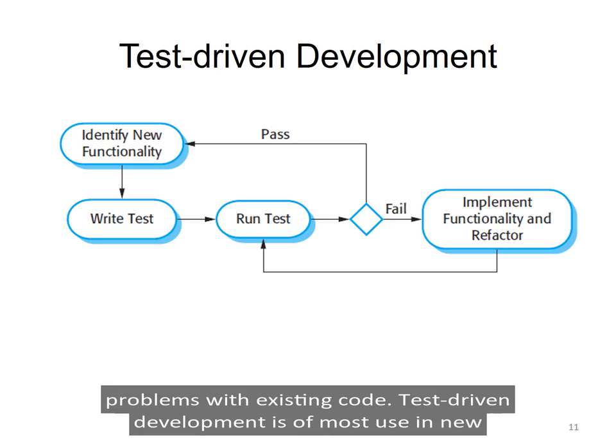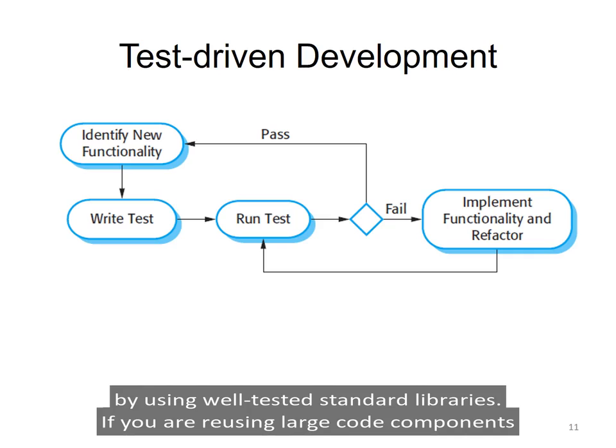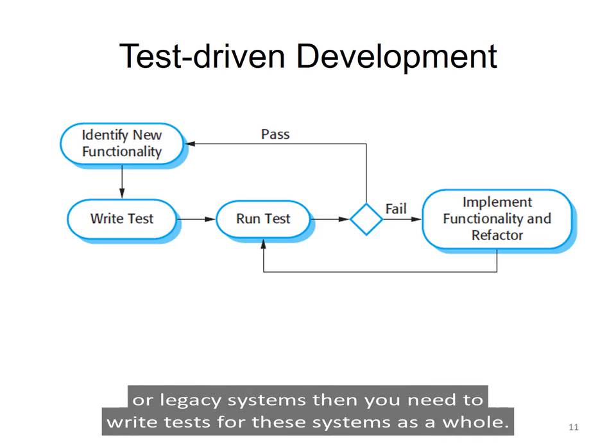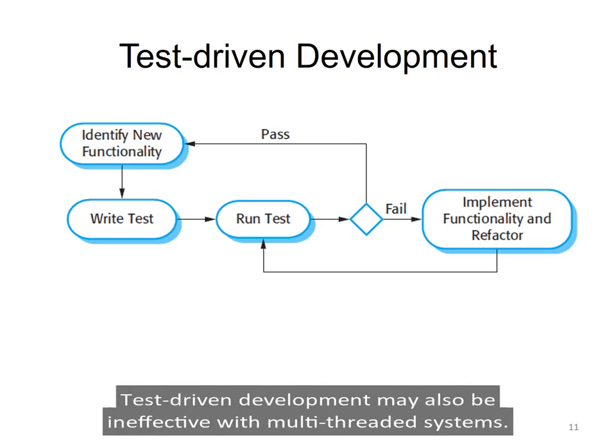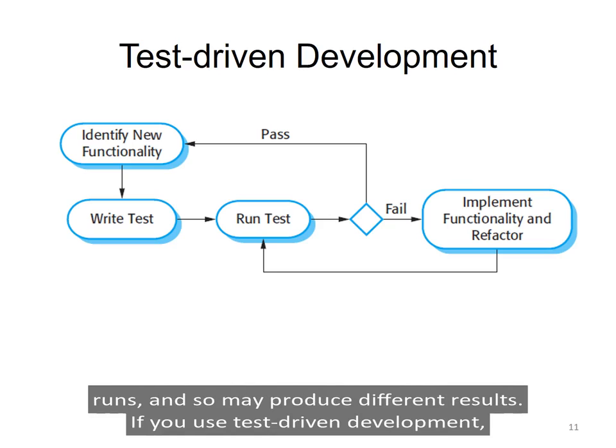Test-driven development is most used in new software development where the functionality is either implemented in new code or by using well-tested standard libraries. If you are reusing large code components or legacy systems, then you need to write tests for these systems as a whole. Test-driven development may also be ineffective with multi-threaded systems. The different threads may be interleaved at different times in different test runs and so may produce different results.